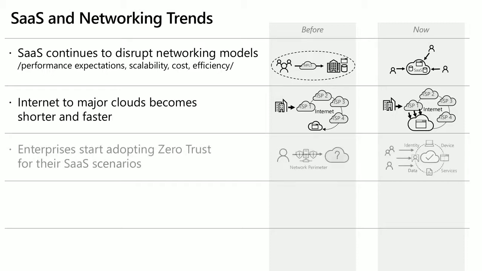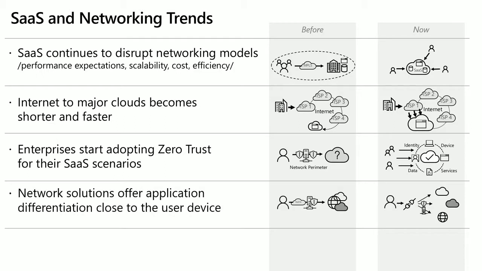The next important trend is that enterprises do start adopting zero trust. And zero trust has implications that are pushing the focus away from the traditional networking perimeters, more into the cloud-native solutions spread across applications, devices, authentication, and data protections itself. That's a very big disruption that the SaaS services put on the traditional networking architectures.